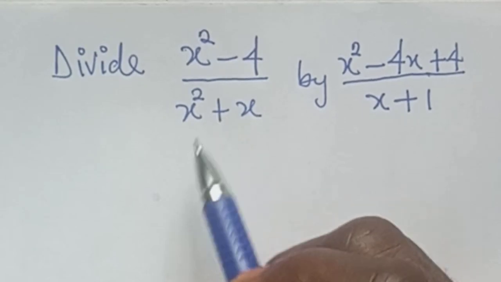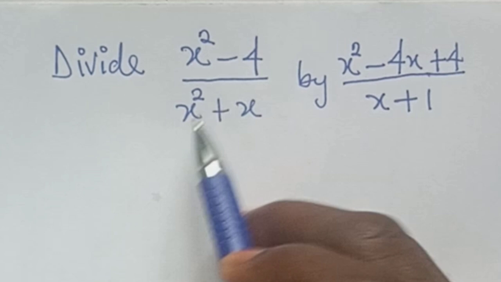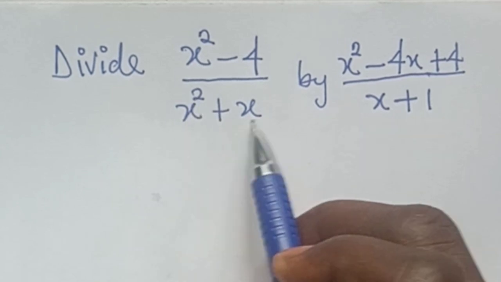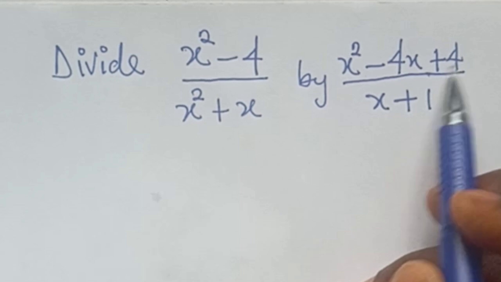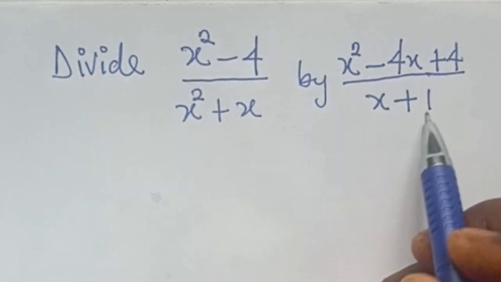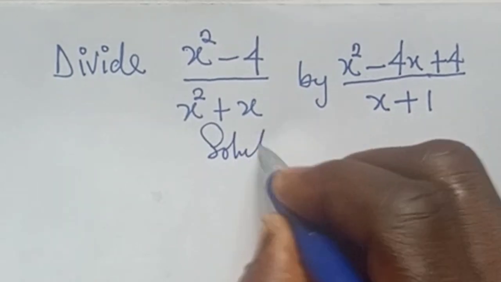Hello everyone. So today we're going to divide (x^2 - 4)/(x^2 + x) by (x^2 - 4x + 4)/(x + 1). We're going to solve together. Let's seek a solution.